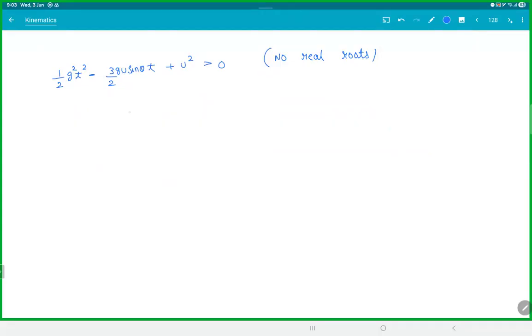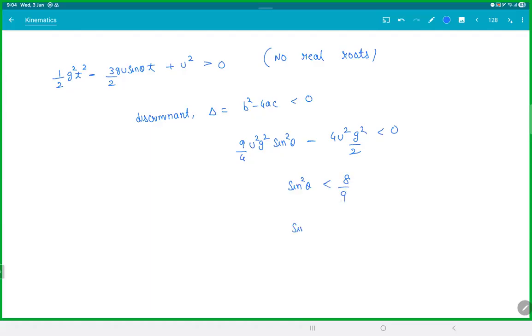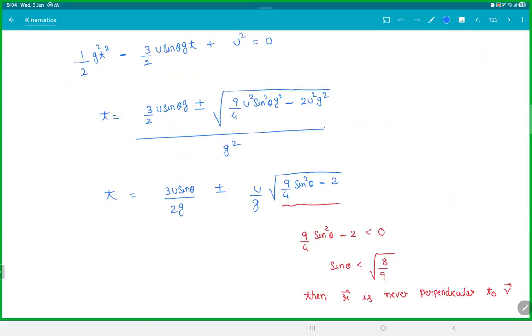That means the distance will never start decreasing. So the discriminant delta, which is b square minus 4ac, must be less than 0. And how much is that? 9 by 4 u square g square sine square theta minus 4 into u square g square by 2. U square g square will cancel. You end up with sine square theta less than 8 by 9. Sine theta is less than root 8 by 9. If you see, it is the exact same result we got here.